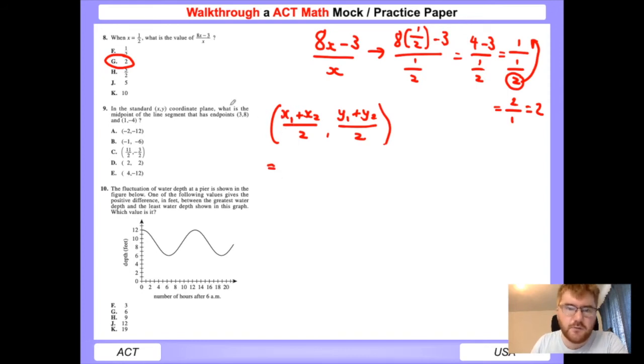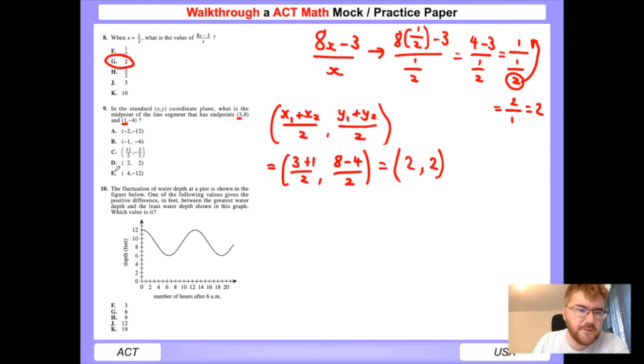So we use this formula too. So let's take the x coordinates. Remember, that's the first number in each here. So we do 3 plus 1 divided by 2. We do the same for the other. So we get 8 minus 4 divided by 2. If we work these out, well, 3 plus 1 is 4. 4 divided by 2 is 2. 8 minus 4 is 4. 4 divided by 2 is 2. So we get our answer of 2, 2, like so.